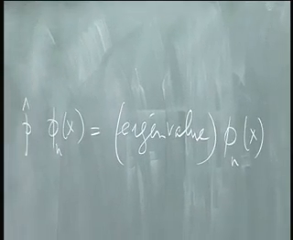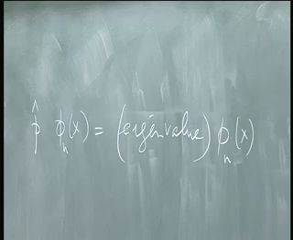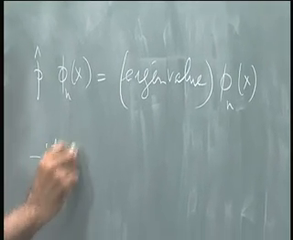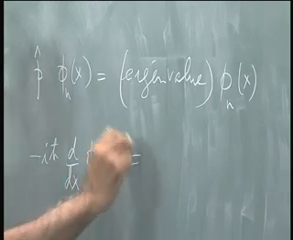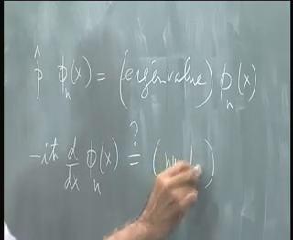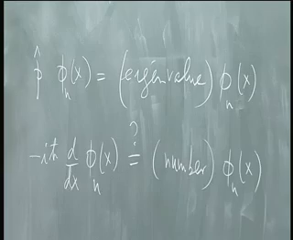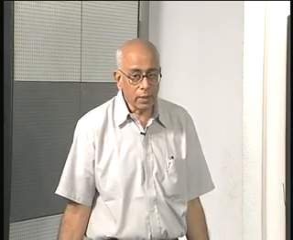Now what is the momentum operator represented by? Minus i h cross d over dx, acting on phi n of x, and the question is, is this equal to number times phi n of x? Is this true? Well, you have phi n of x sitting there, it is a sine function. What happens if you differentiate it? So is it an eigenstate?